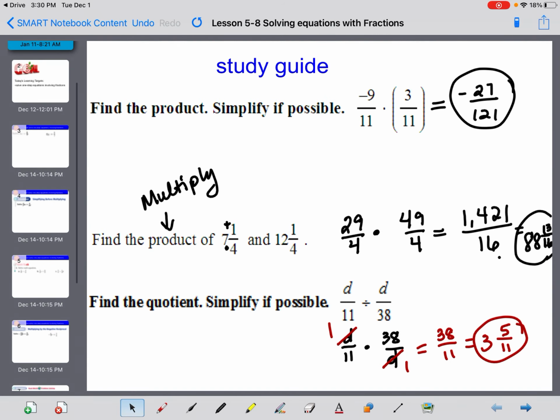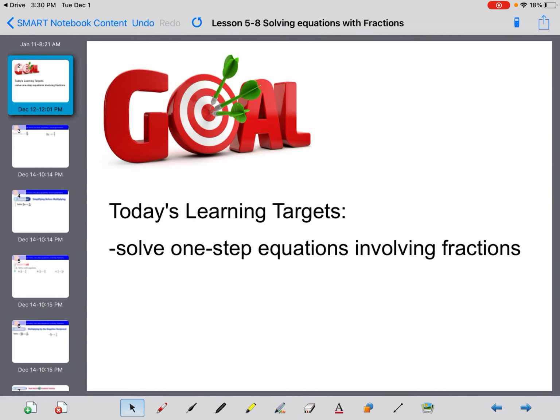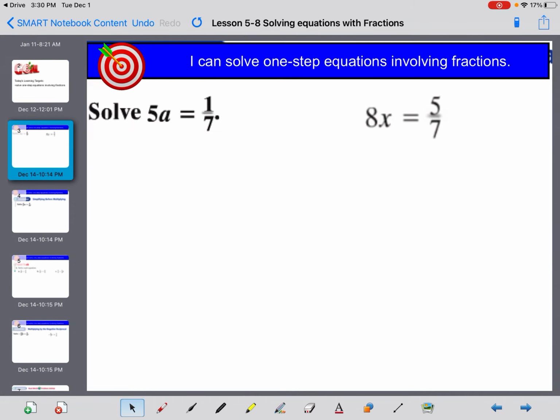So today's lesson is to solve one-step equations that involve fractions. Getting started. 5a equals 1/7. We have talked about how to solve equations many times before, and the rules are exactly the same. Start with a line through your equal sign. Then I find out where your variable is. In this case, it's on the left. 5 times a. Now you need to use inverse operations to isolate the variable a.